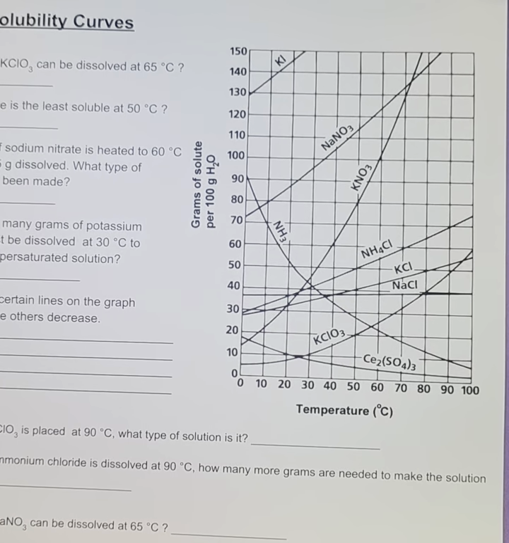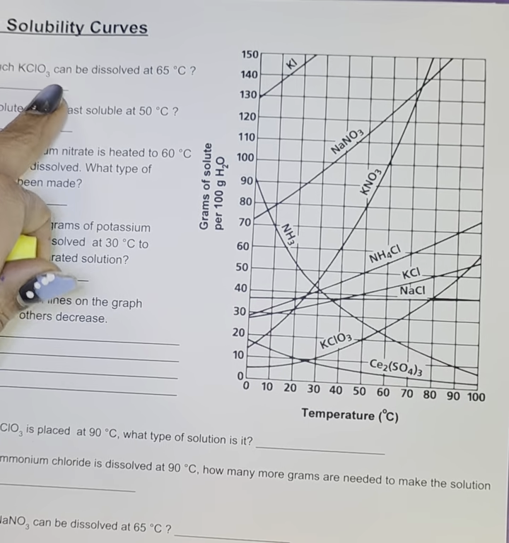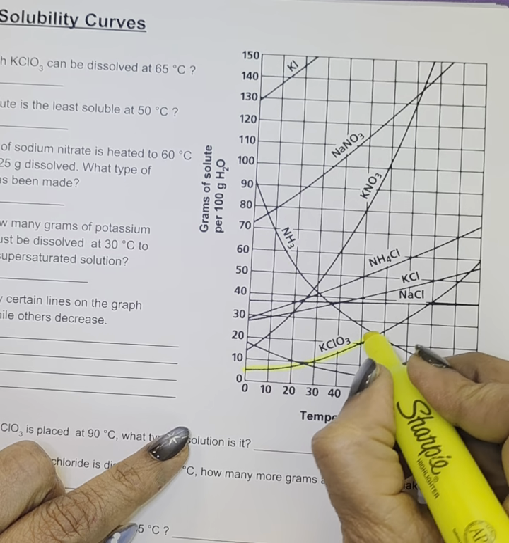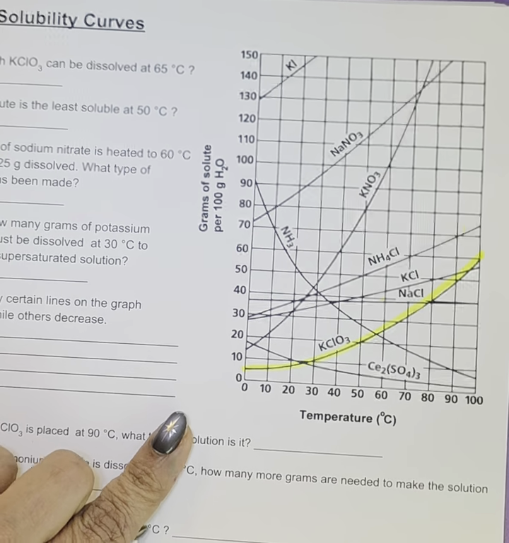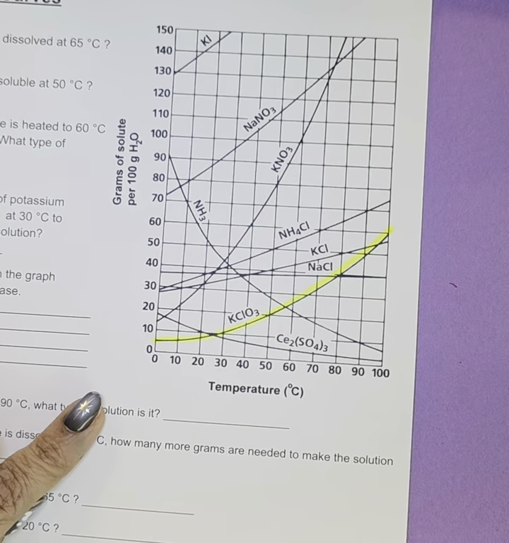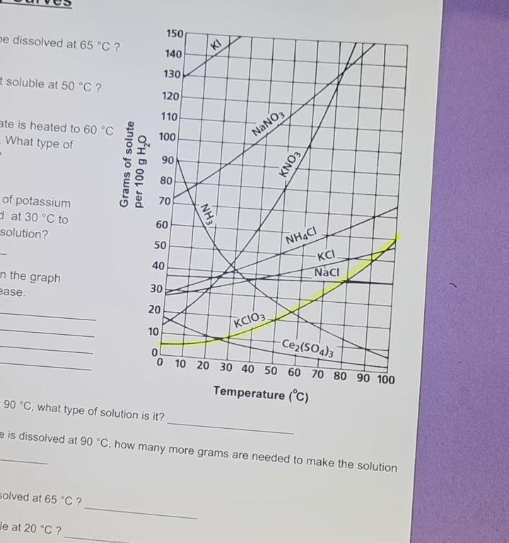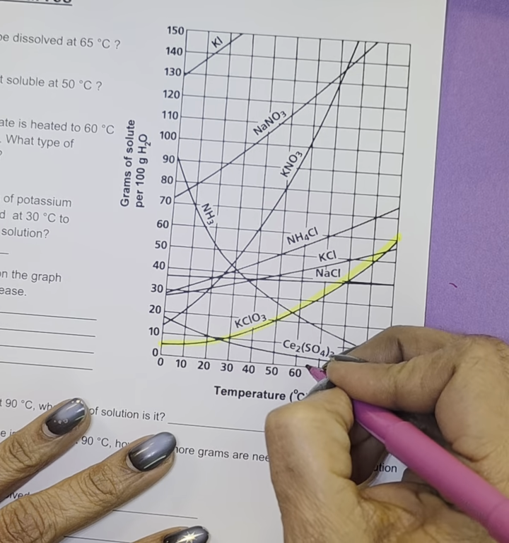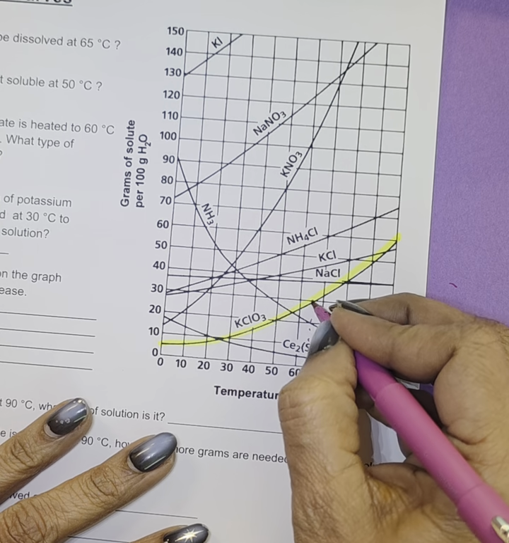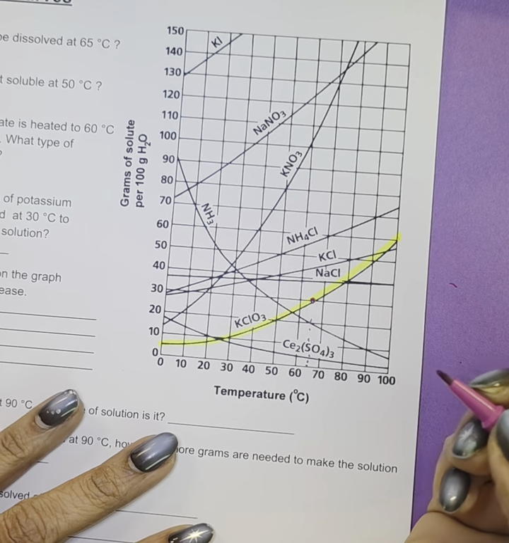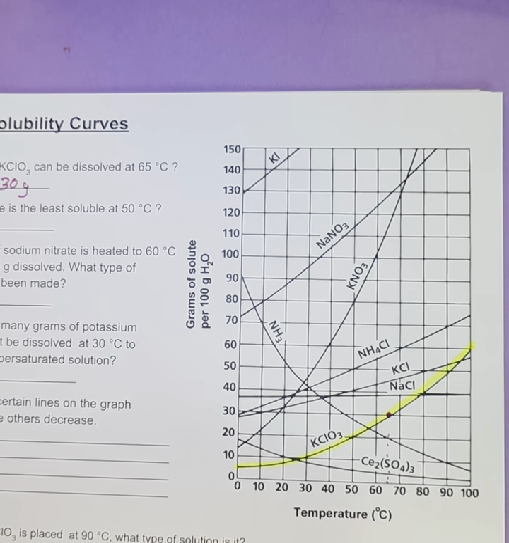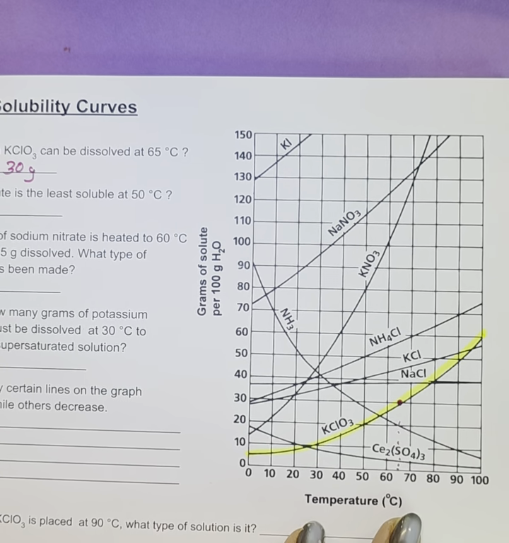Okay, let's do the first question. How much KClO3? KClO3 is this line. Reading the graph is important. Okay, look at the temperature, 65 degrees Celsius. I will go up to 65. Find the point. What is it? 30 gram. That's it. Is that easy? Yeah. If it is easy, your test will be easy.